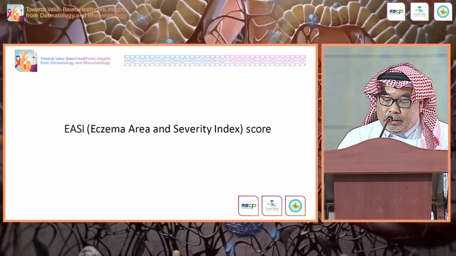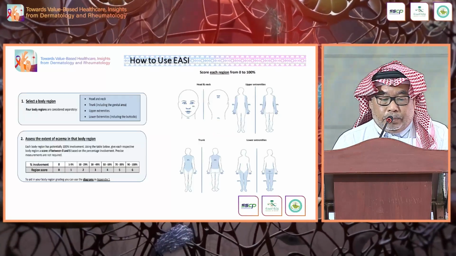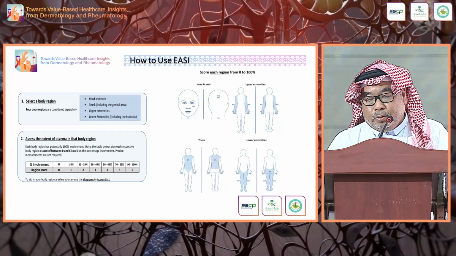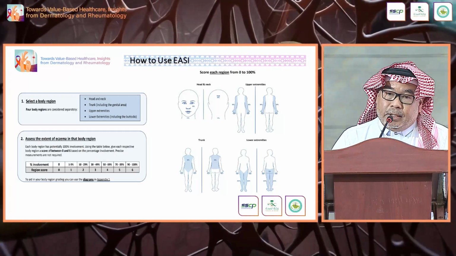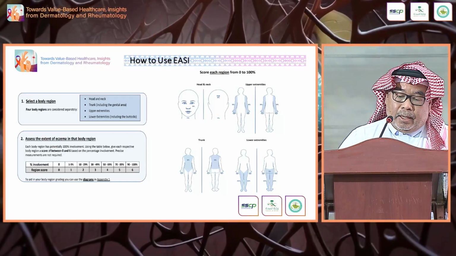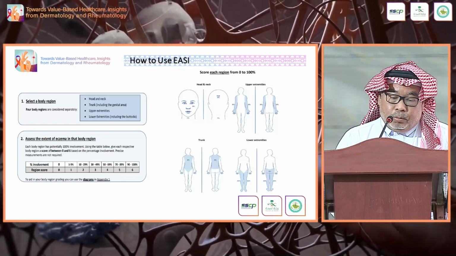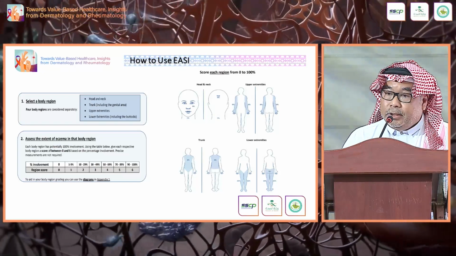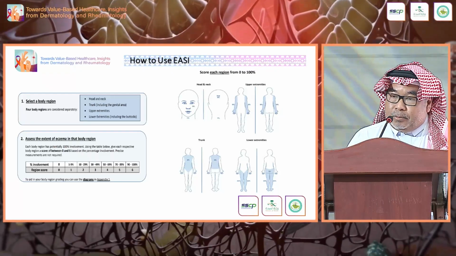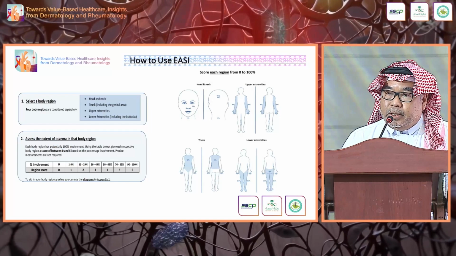The second one is eczema area and severity index score, which is called EASI score. How to use the EASI score? Let us start by first deciding and selecting the body area. We have 4 body areas: head and neck, trunk, upper extremity, and lower extremity. Second, we need to assess the extent of the eczema in that body surface area, and it is based on the percentage of the body surface area involvement.